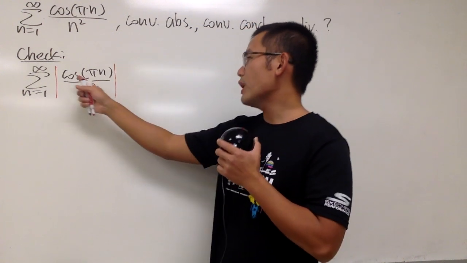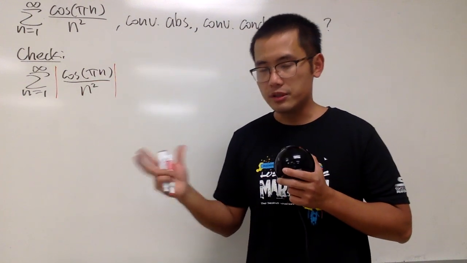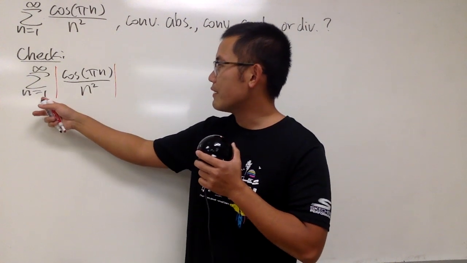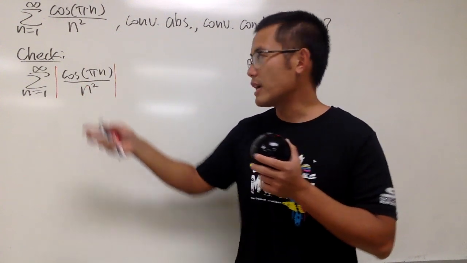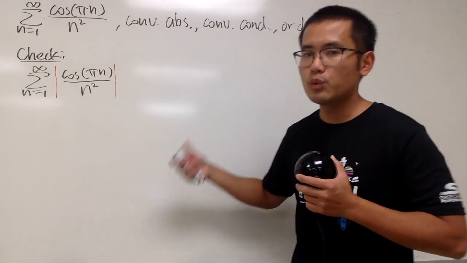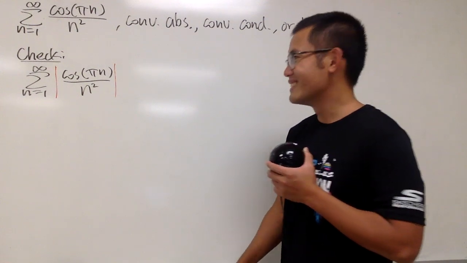Well, the truth is when you have cosine of pi n, if n is 1, you get cosine of pi, which is -1. And when n is equal to 2, cosine of 2 pi is actually +1. So it's actually just -1, +1, -1, +1, and so on. So it's actually alternating. But in fact, it doesn't really matter in this case.